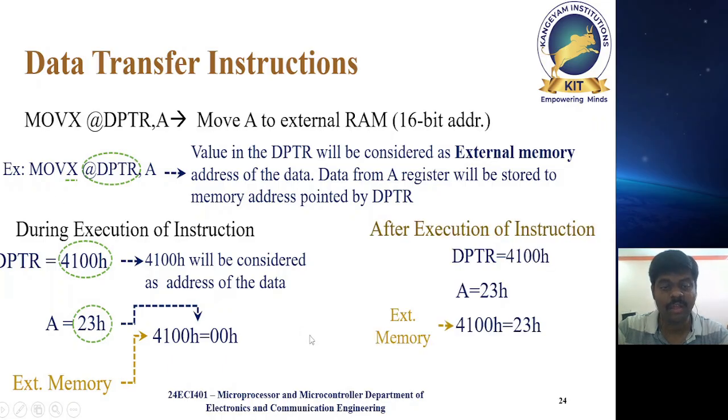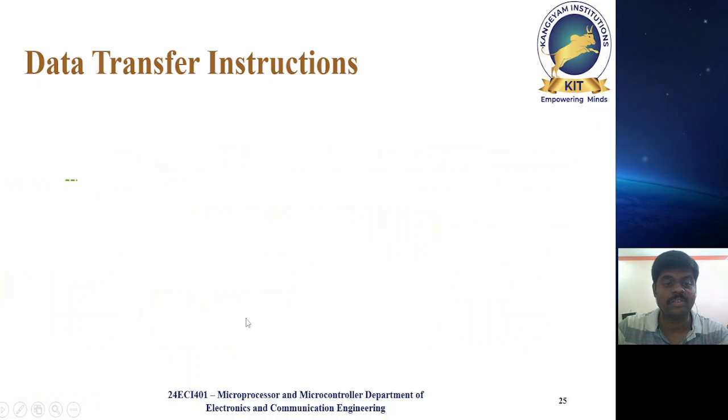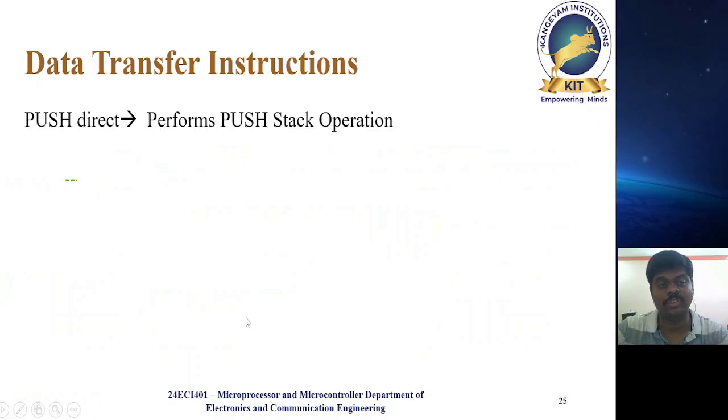Next instruction we are going to see is the PUSH instruction. The PUSH instruction always comes with a direct memory location: PUSH direct. We know that PUSH is a kind of stack operation. What is the stack operation with PUSH? Whenever PUSH happens, the stack pointer will be incremented by 1, then the data will be written to the memory location which is given in the instruction.